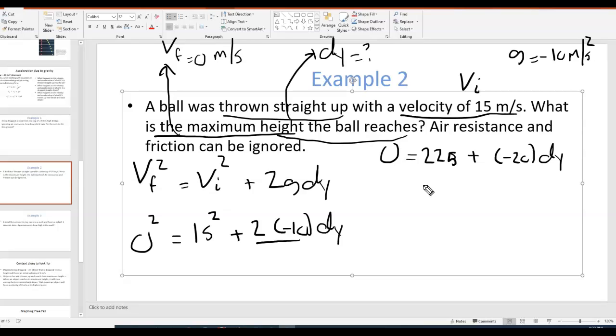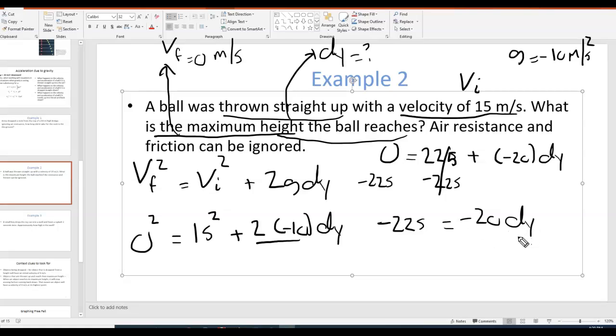Okay, so I'm going to do PEMDAS backwards. And the first thing I'm going to do is I'm going to subtract. And I'm going to subtract to undo this addition. And I'm going to subtract 225 on both sides, just like this. 0 minus 225 is negative 225. And I still have this negative 20 that's multiplying my dy.